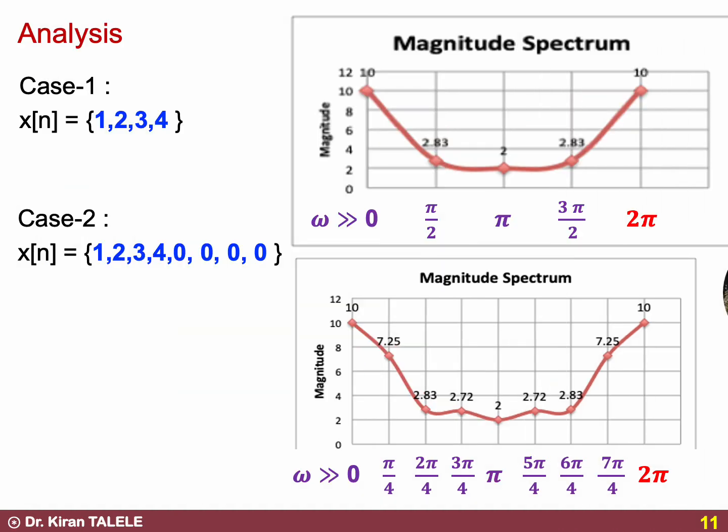This is case 1 for the same range. Now we are getting another spectrum, but this is actually the same spectrum with better resolution. Now we are getting it for 8 values. This is the spectrum with only 4 values. This is the spectrum of the same signal using 8 values. So here we are getting a better approximation of the original spectrum.